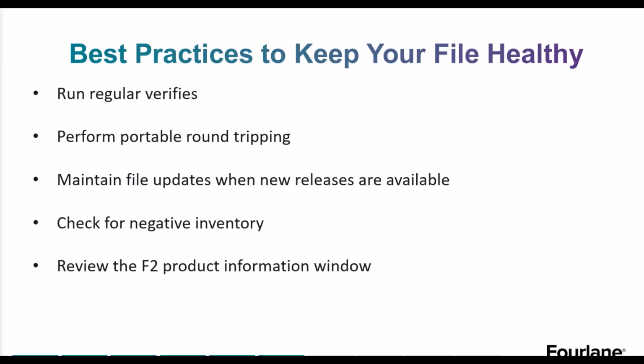This doesn't necessarily indicate corruption to the QuickBooks file, but it can slow down the performance of the file and make it appear like there's corruption. So doing that portable round tripping is a great way to help ensure that we don't have our information scattered and everything is in a single place talking to each other.